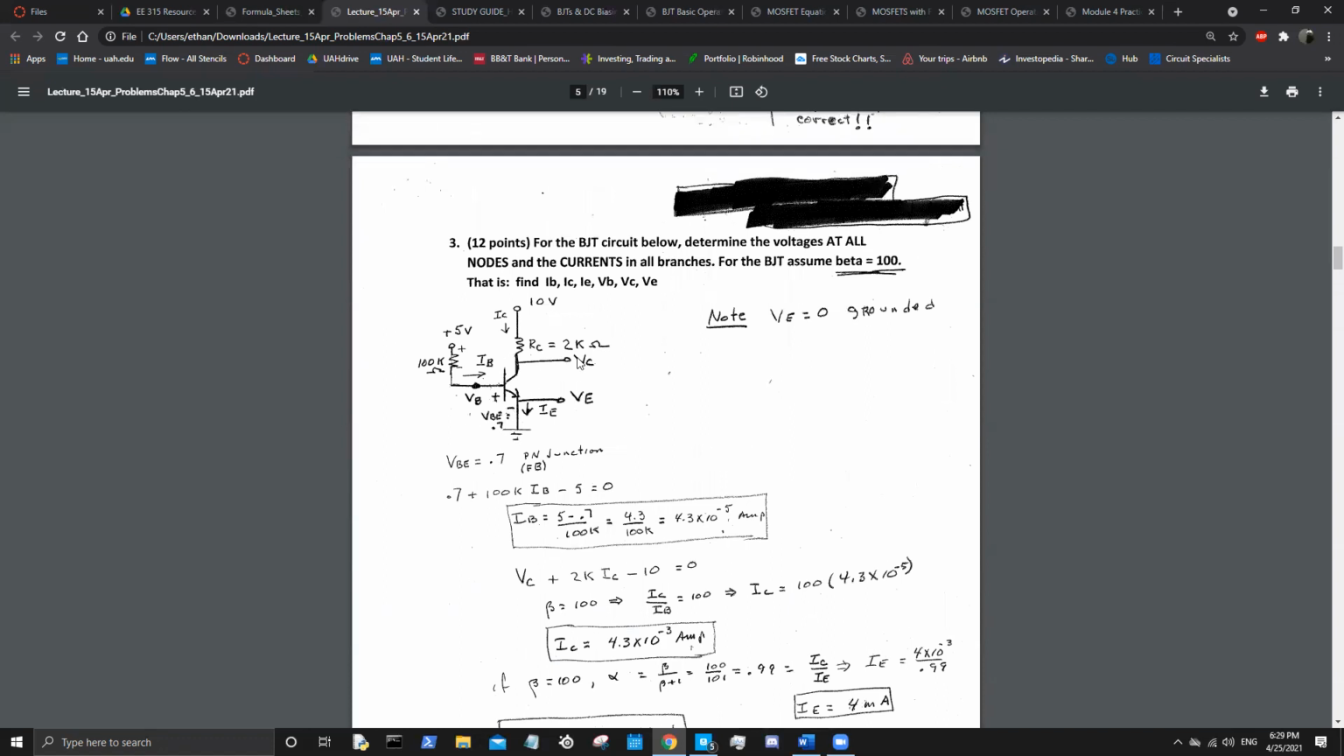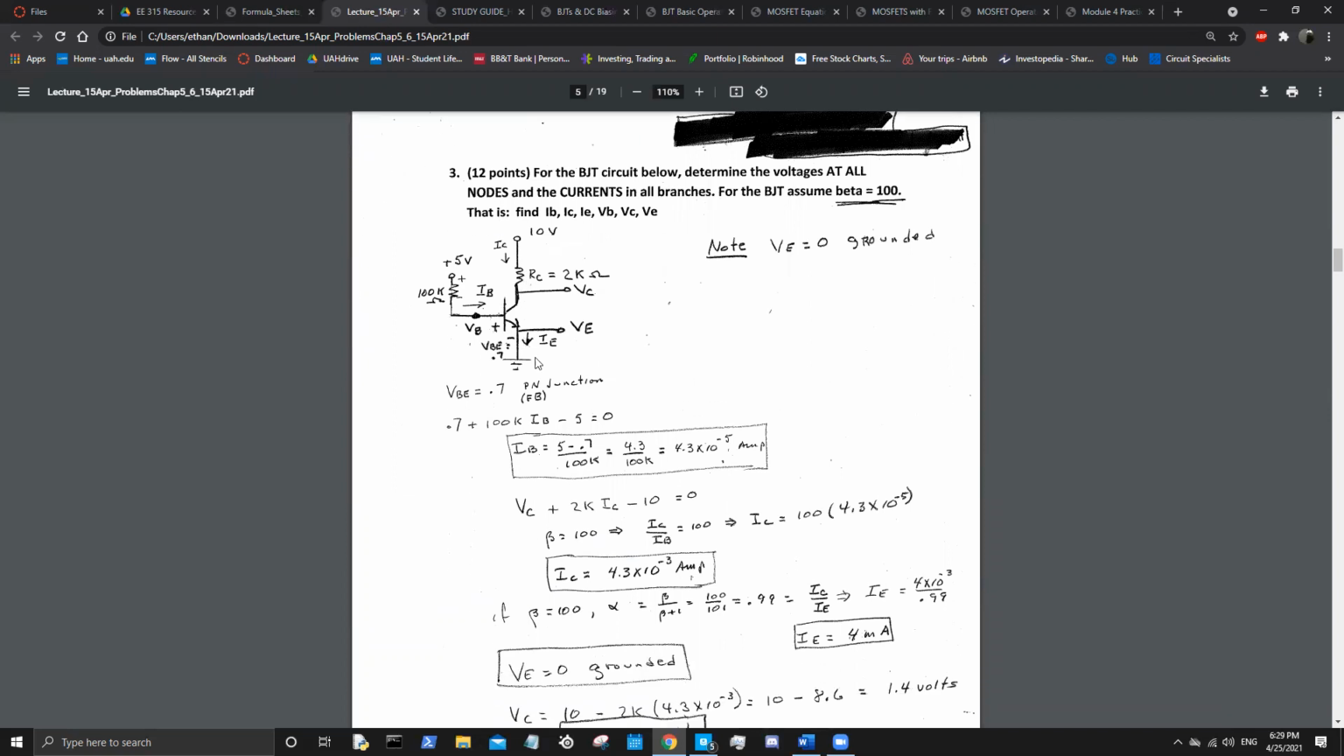So VC is up here. So we go from 10. He does VC plus 2K, IC minus 10. So he started at VC and went up. I think I'm starting to find his pattern, the way he analyzes these problems. He likes to start at these sample nodes and move in a direction. For his IB, he started up here and went down to the VE branch, which is grounded. But in this one, he starts at VC and goes up and over.